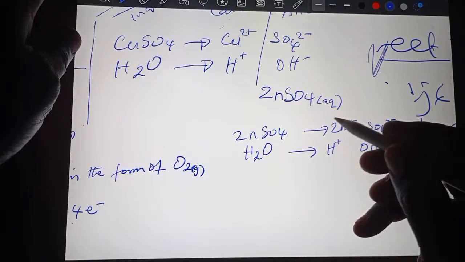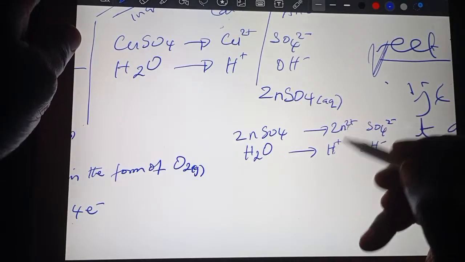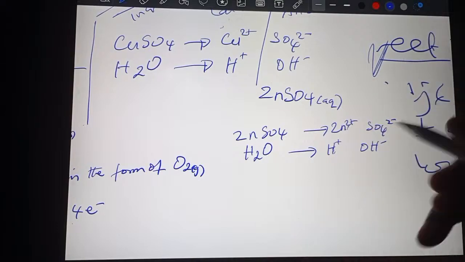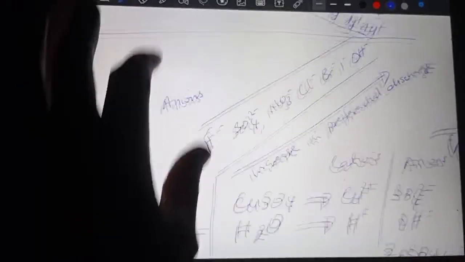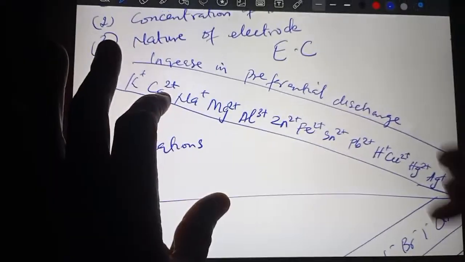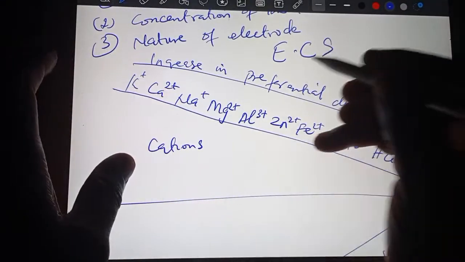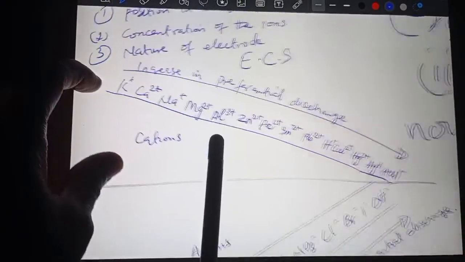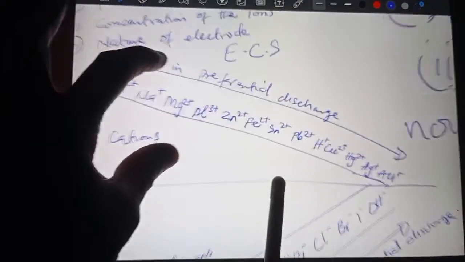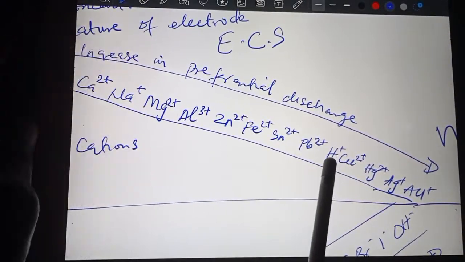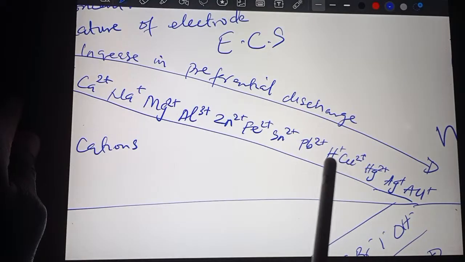So what will be positively charged? Zinc and hydrogen will go to the cathode. Which one will be discharged? You look at our electrochemical series, ECS. We are looking at zinc and hydrogen. You see, zinc and hydrogen. Hydrogen is lower. Therefore, hydrogen will be discharged in this case.